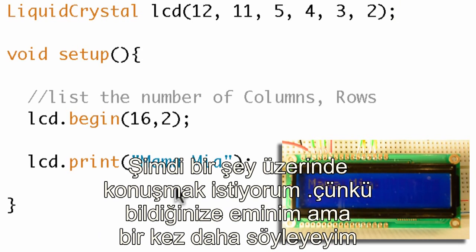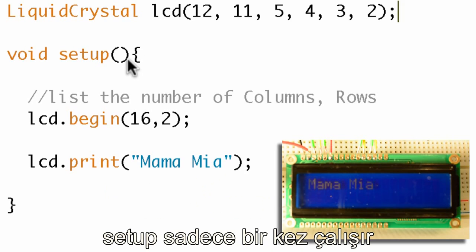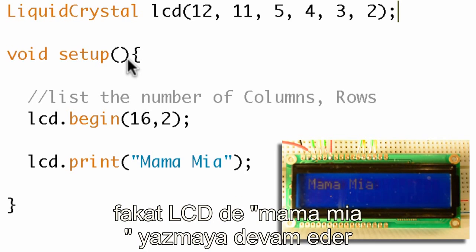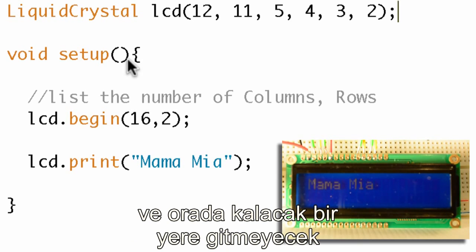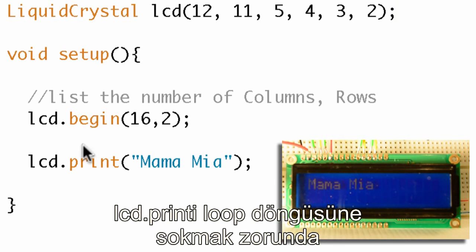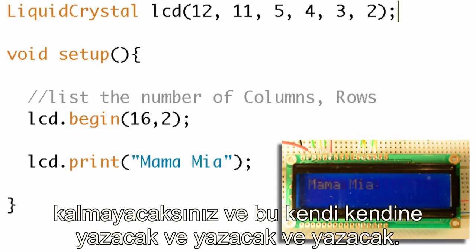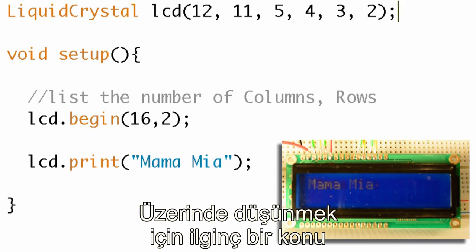Now I just want to talk to you about something, because I'm sure you know this, but how many times does setup run? Setup only runs once. But notice the LCD still keeps up Mamma Mia. So you only have to tell the LCD, hey, print this. You only have to tell it that once, and it's good. It's going to stick. It's sticky in that sense. You don't have to have lcd.print down in loop so that it prints it and then reprints it and reprints it. Unnecessary. So that's an interesting thing to think about.